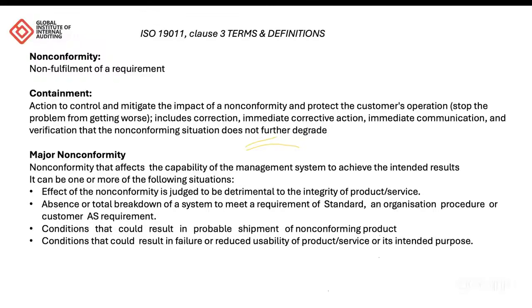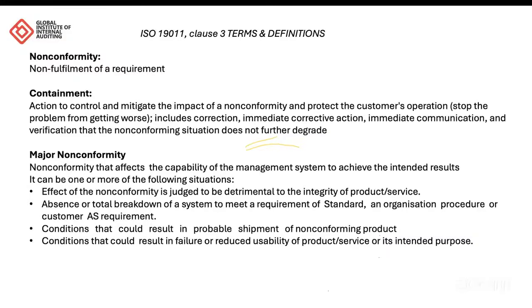Now, before we get to containment, I'm going to tell you this: non-conformance is subdivided into two. It is either major non-conformity or minor non-conformity. Major non-conformity is a non-conformity that affects the capability of the management system to achieve its intended result. Let me bring this down to the level of an internal auditor. Whenever you are rating your audit exceptions, you have critical, high, medium, low.